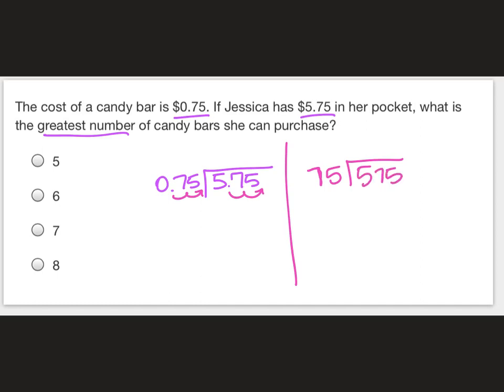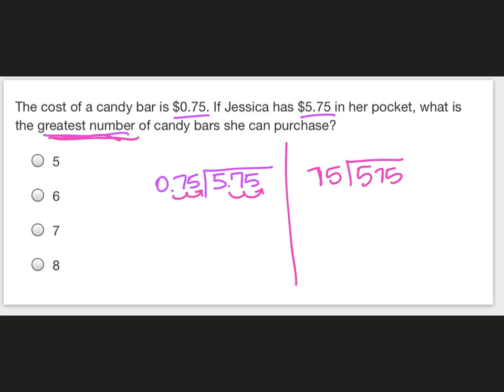So 575 divided by 75 is what we're going to be doing. Now, when I look at this, it said, what's the greatest number of candy bars? So this one might not come out exactly. It may have some left over, but it would tell you, we'll talk about that if that happens, okay? So let's say 75 into 575.